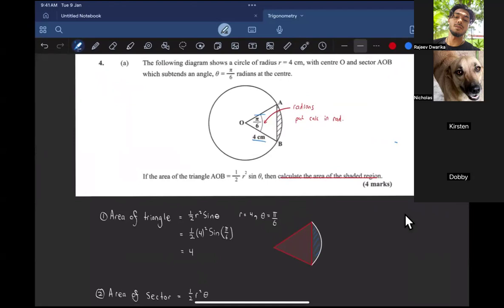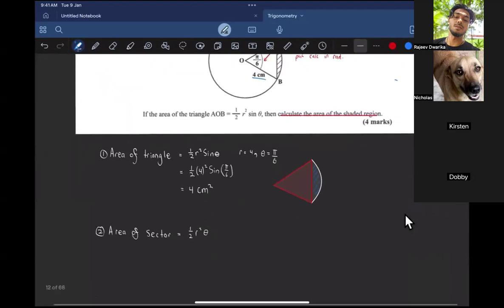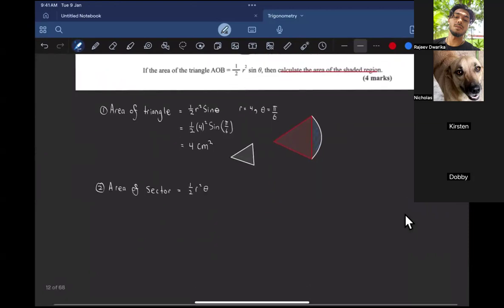What do we call area? Area is what? Centimeters squared. Right. So what we just did was we found the area of the triangle. So the area of the triangle, there's this piece over here. Now we're gonna find the area of the sector.